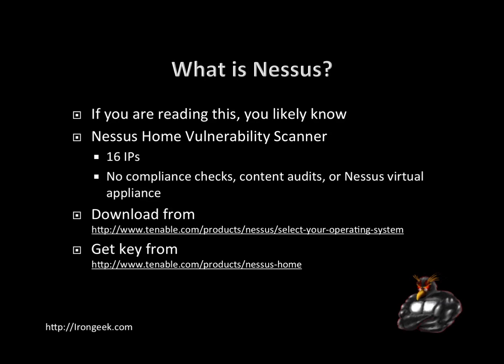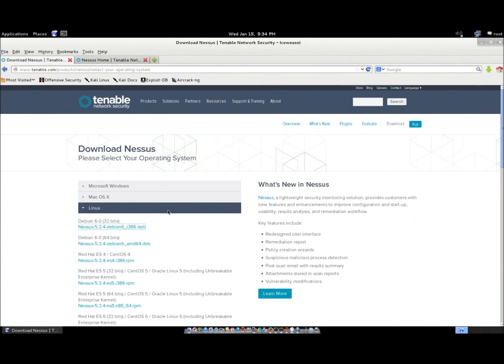You're limited to 16 IP addresses, so once it's found 16 IP addresses in your home network, you're done. That's all the ones it's going to check. Also, there's certain features that are not in Nessus Home that are in other versions of Nessus, depending on what you get, such as compliancy checks, content audits, or access to the Nessus virtual appliance. You can download Nessus from that first link that I have on this particular screen, and you can get the key from the second link. So we'll proceed to do that.